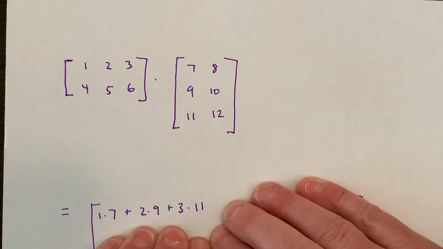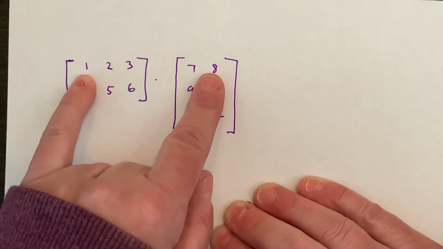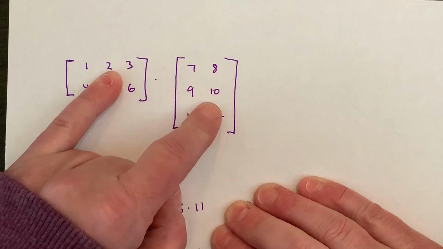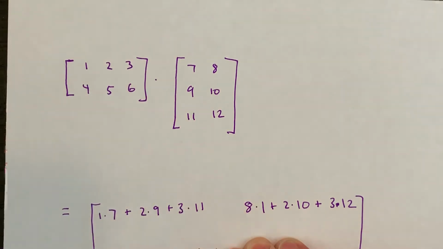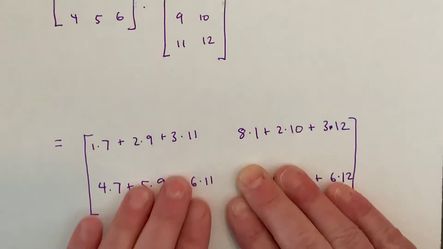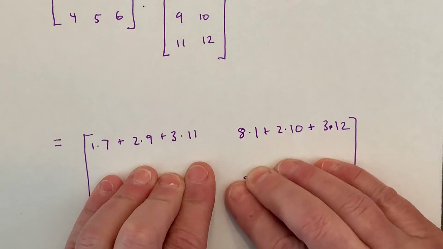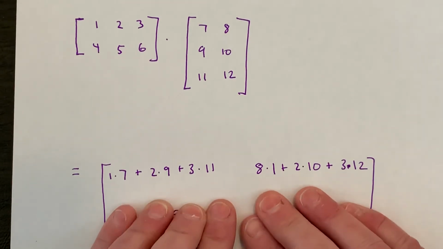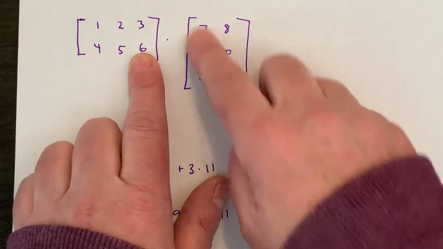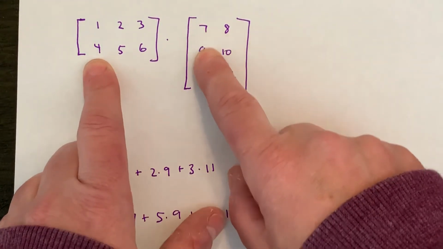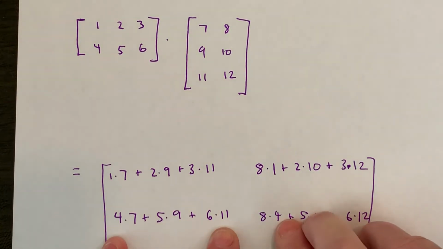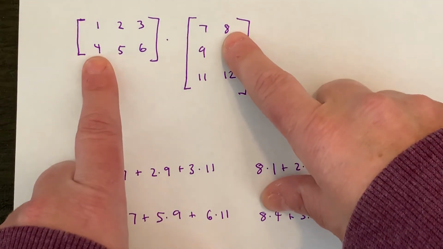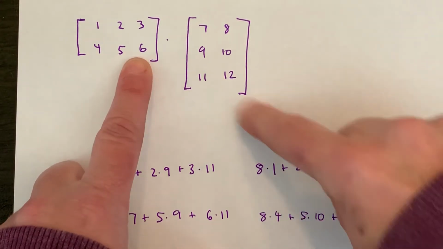The next element is going to be 1 times 8 plus 2 times 10 plus 3 times 12. Okay, the thing that's going to go right here, in the second row, first column: 4 times 7 plus 5 times 9 plus 6 times 11. And then finally this guy right here, 4 times 8 plus 5 times 10 plus 6 times 12.